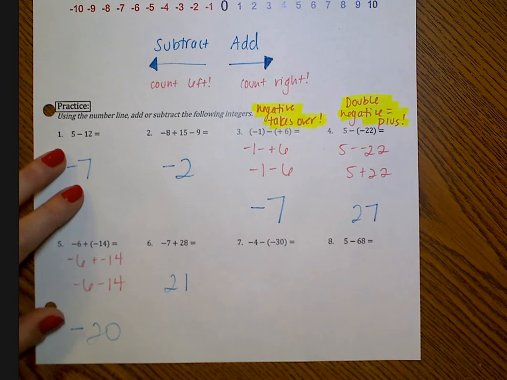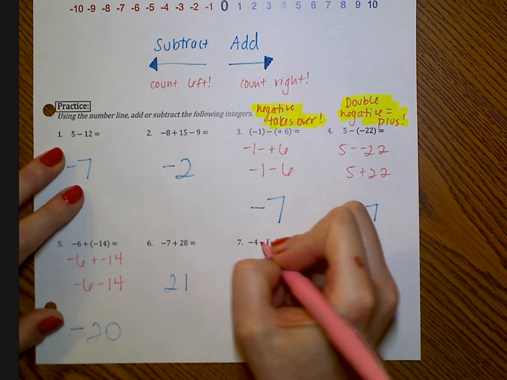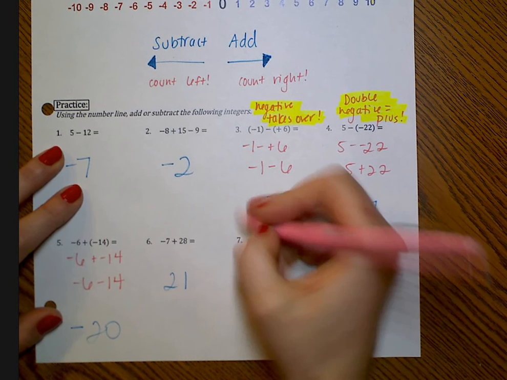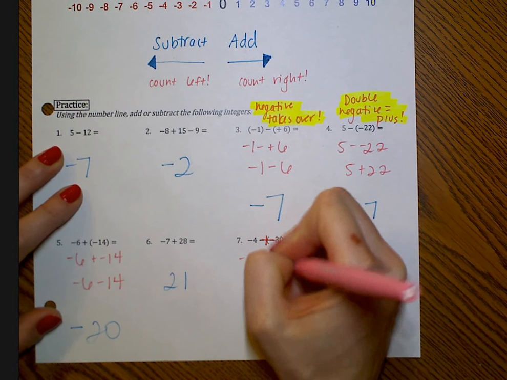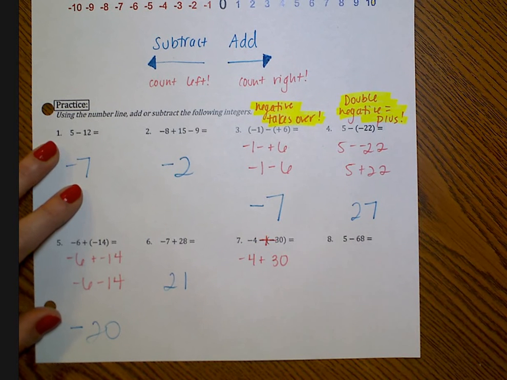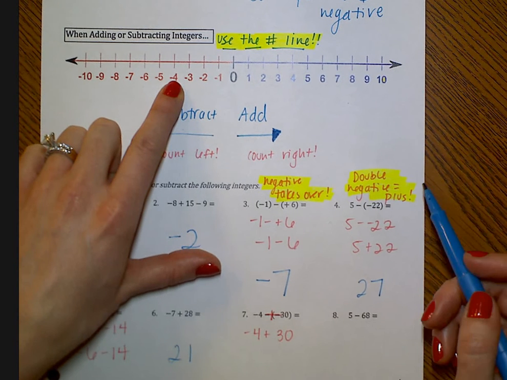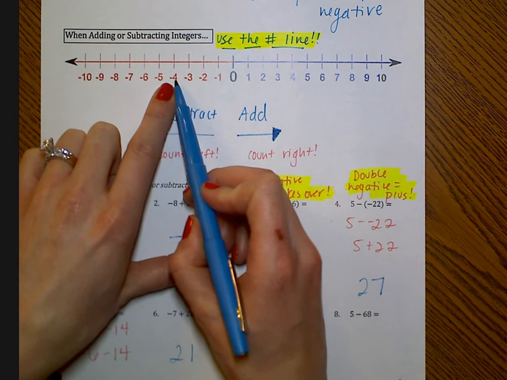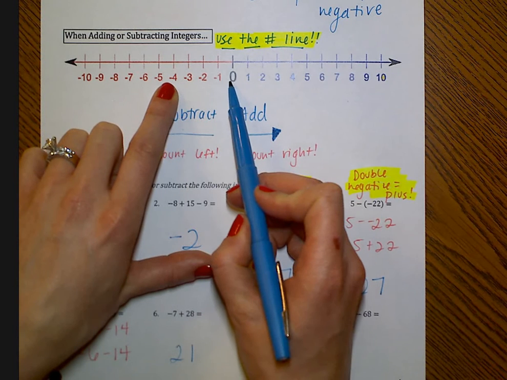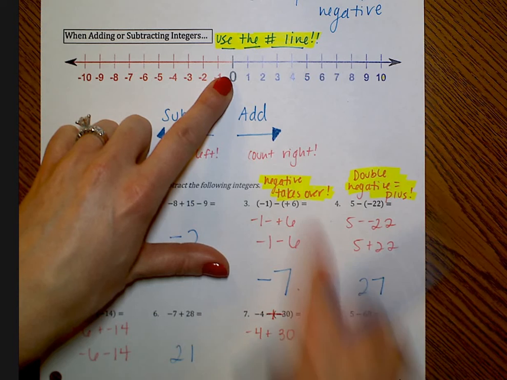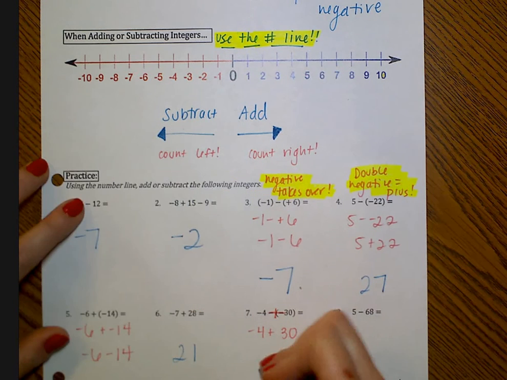For number 7, I see a double negative, and I'm kind of just choosing to ignore the parentheses, but that's going to be the same thing as -4 plus 30. So you're starting at -4. Same idea, you guys. If I count 4 spaces to the right, I'm at 0. Well, I need to count 26 more, so that's going to put me at 26.